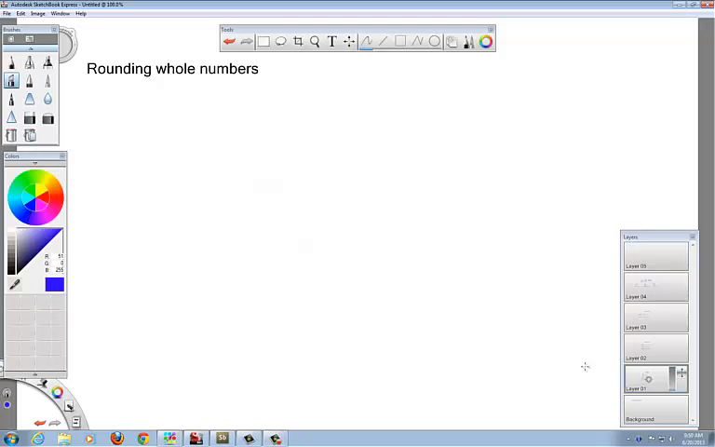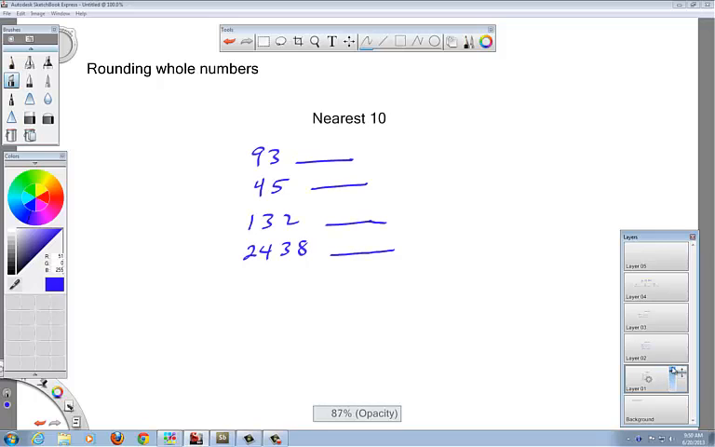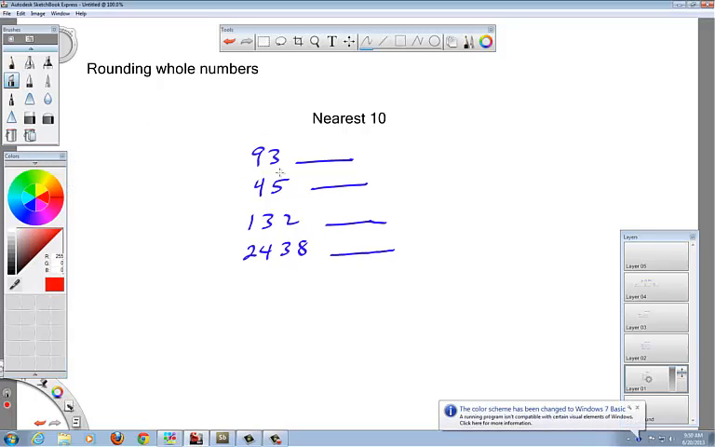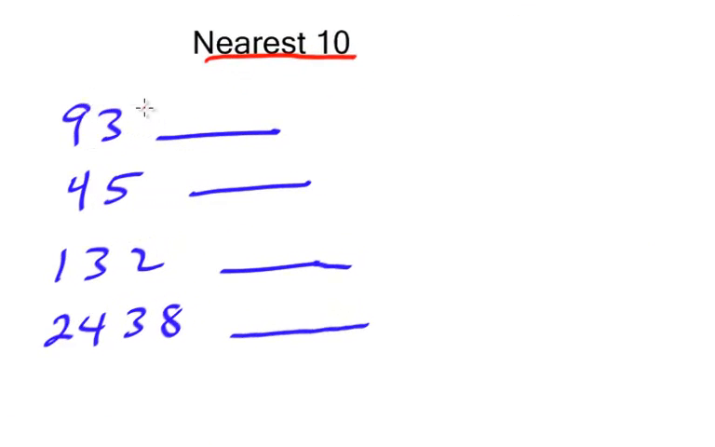What's up, 090 students? This is rounding whole numbers, and I got a bunch of stuff ready for you here. This is to the nearest 10. So if you're rounding a number to the nearest 10, what you need to do is figure out which number is in the tens place, and that would, of course, be the 9 on this.